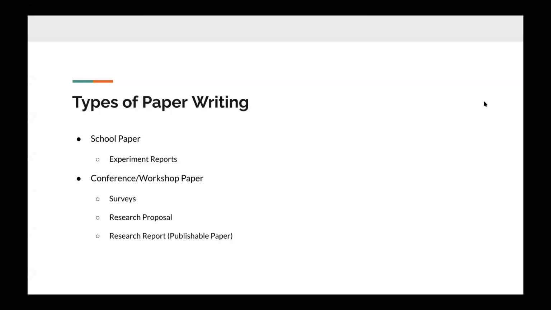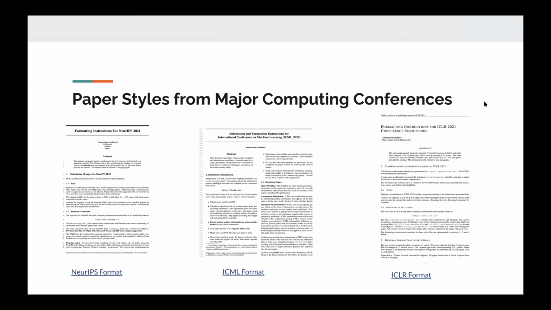So like I said, the research papers are usually submitted to conferences, and there are a lot of computing conferences with different styles for writing the paper, but the three notable ones are NeurIPS, ICML, and ICLR, and they all have slightly to largely different variations in their paper styles.